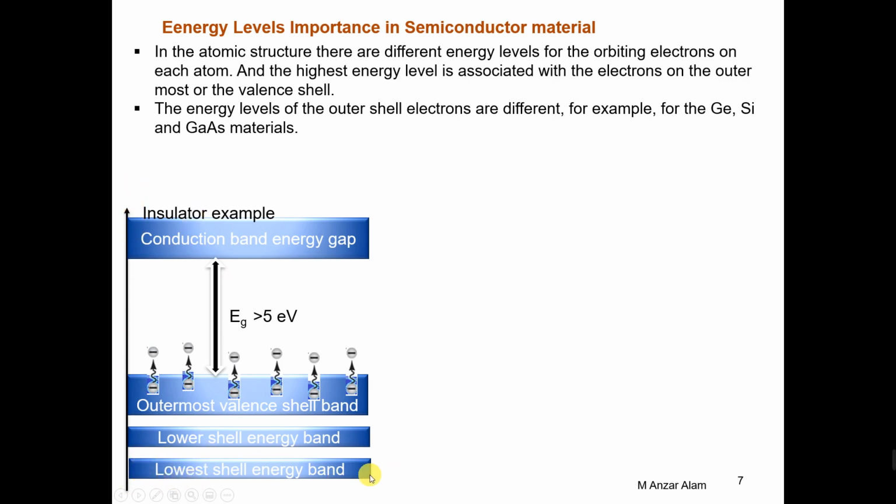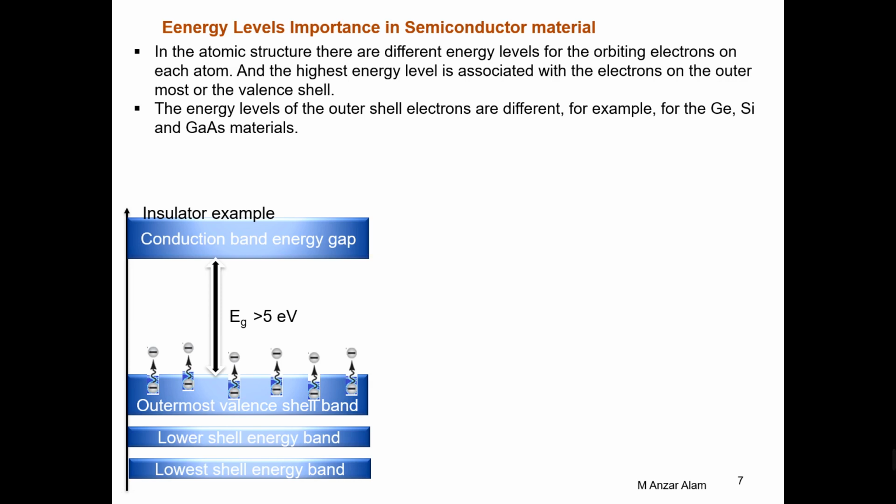So this is the first band. Maybe, just as an example, this is the innermost energy band. Then this is the next higher band, this is the next higher band, and this is the conduction band. So what is the conduction band? If an outer shell electron moves free, becomes free, then it is in the conduction band.